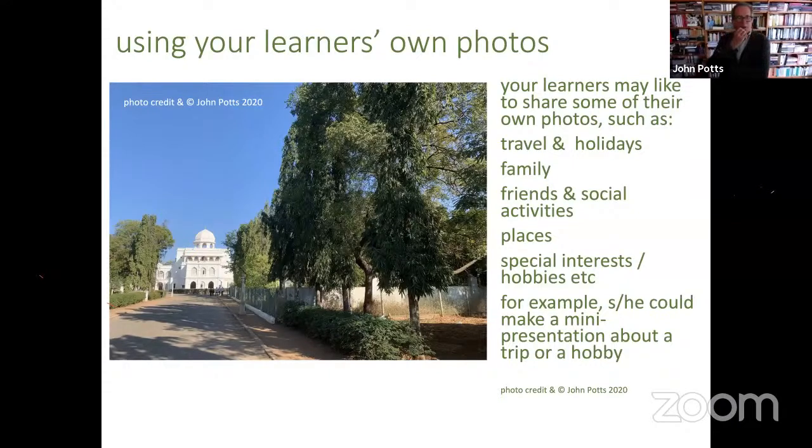Do you recognize that building in the photograph, by the way? Does anyone recognize what that building is? Just curious.